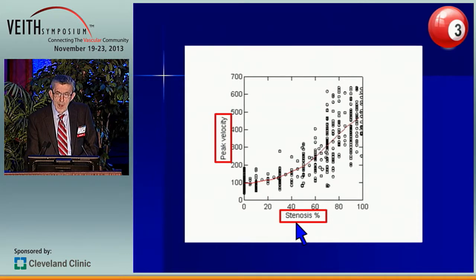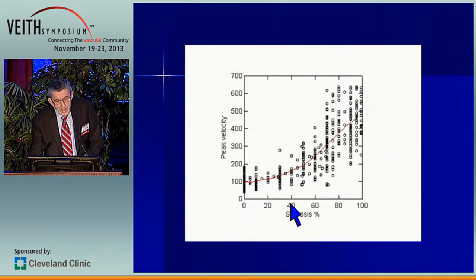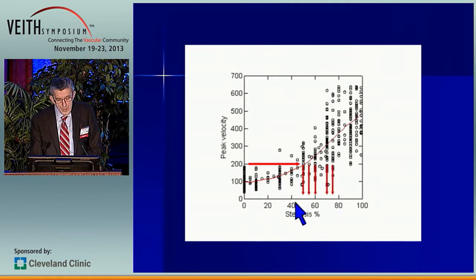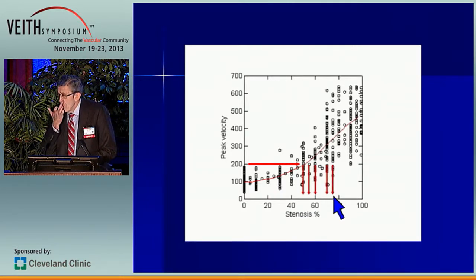This is our angiographic results from the old days on which we derived that curve. Again, velocity on this axis, stenosis on this axis. And of course, if you had a velocity of 200 centimeters a second, that would mean that you could have measurements in a patient somewhere between 50 and 75%.